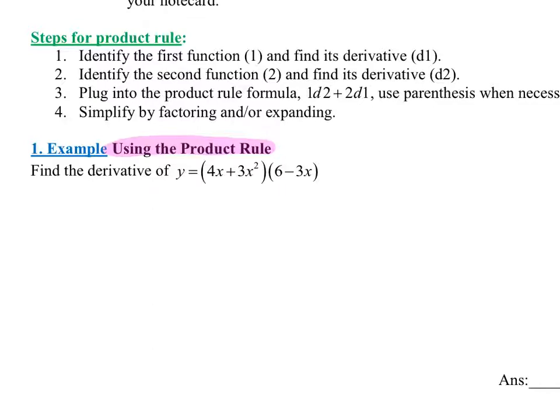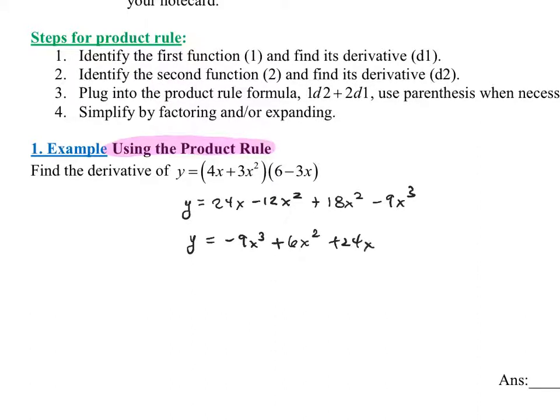I'd FOIL it out. So I'd do 4x times 6 would be 24x. Give me a second. Let me grab my pen. So that'd be 24x. And then I'd have 4x times minus 3x. Well, isn't that minus 12x squared? 3x squared times 6 would be plus 18x squared. And then 3x squared times a negative 3x, that would be what? A negative 9x cubed, if I did my math right. So if I wanted to write this in descending order, it would be negative 9x cubed. Let me clean that up. Negative 9x cubed. Then I have a minus 12x squared, a plus 18x squared, so that would be a plus 6x squared. And then I'd have a plus of 24x.